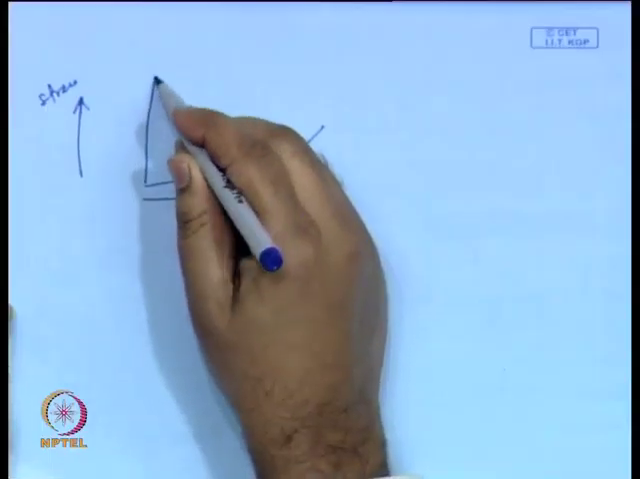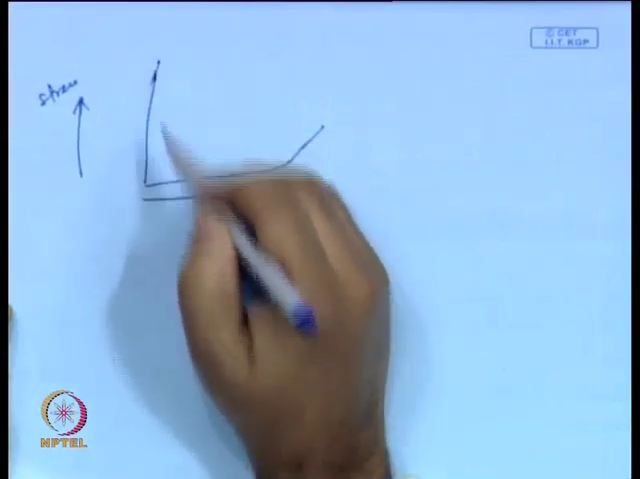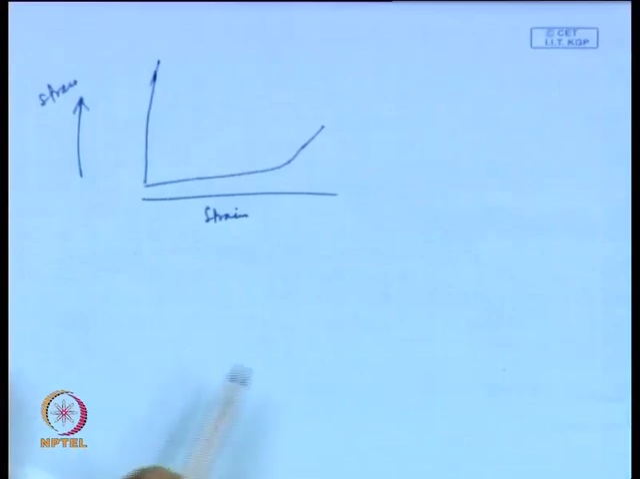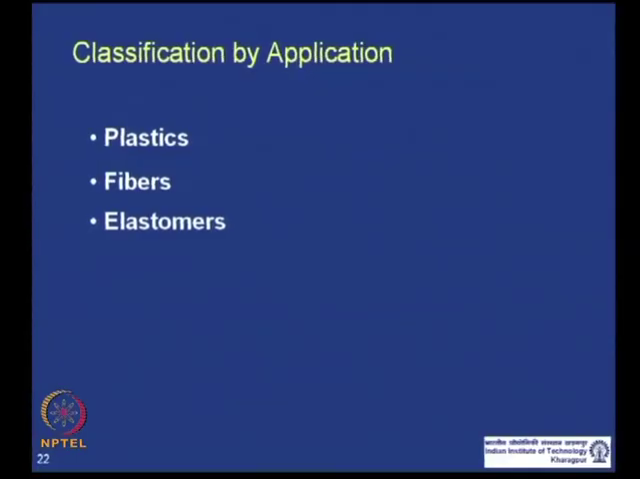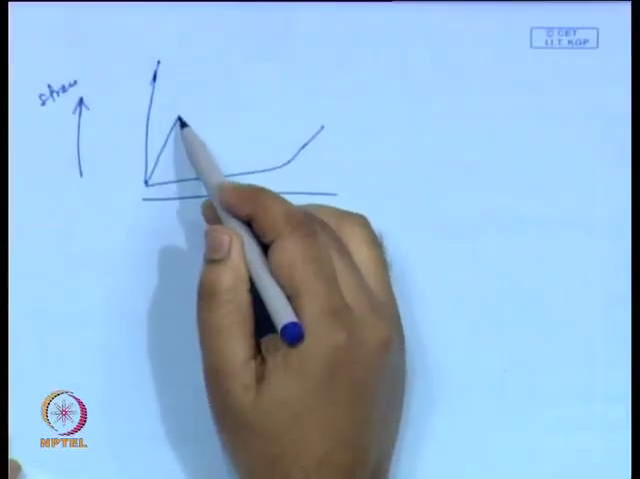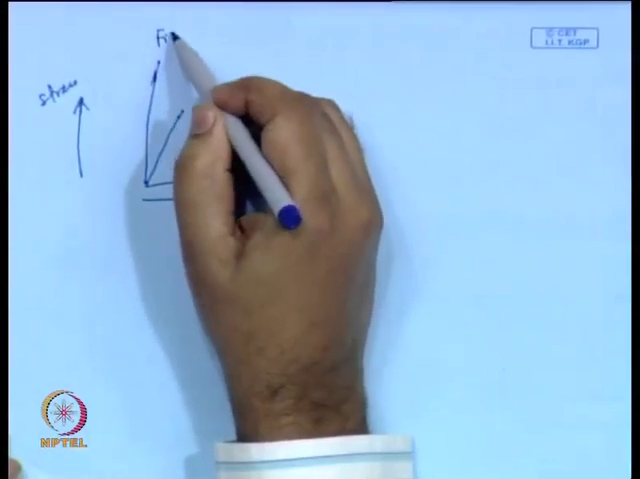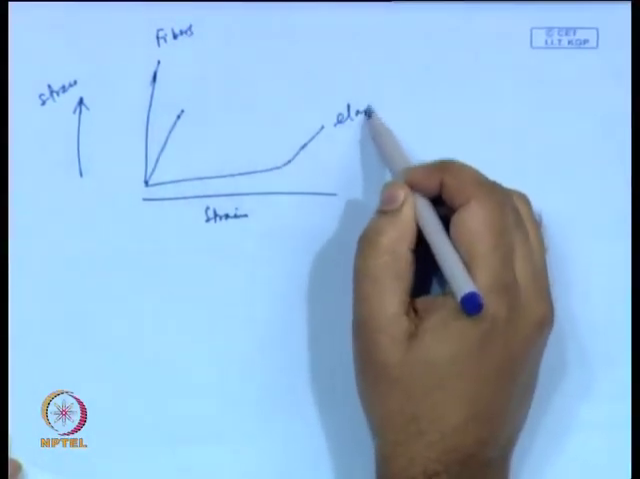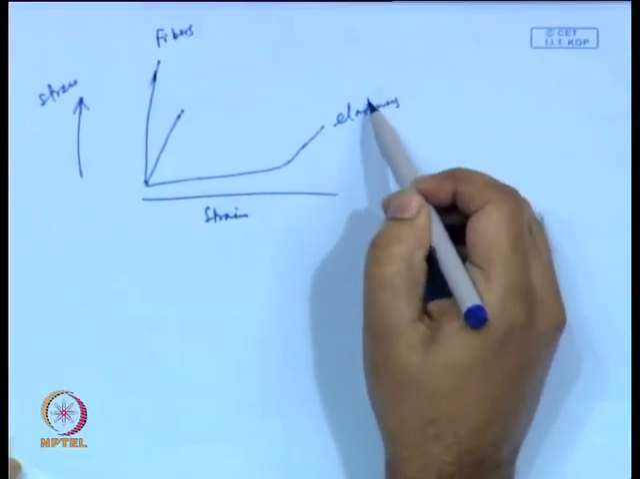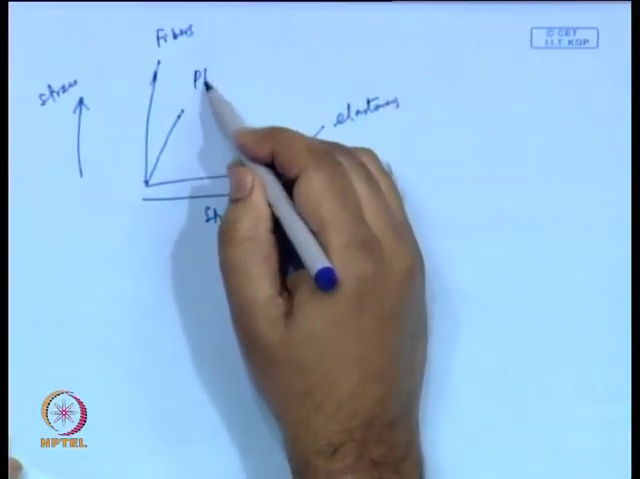So, this is like an elastomer. With a small stress you can strain the sample much more. Fibers are the extreme case on the other side. To strain a fiber, that means to stretch it a little bit, you have to apply very high stress. So, you have a situation something like this. This is fiber, elastomers, and this is plastics. Plastics are somewhere in between.